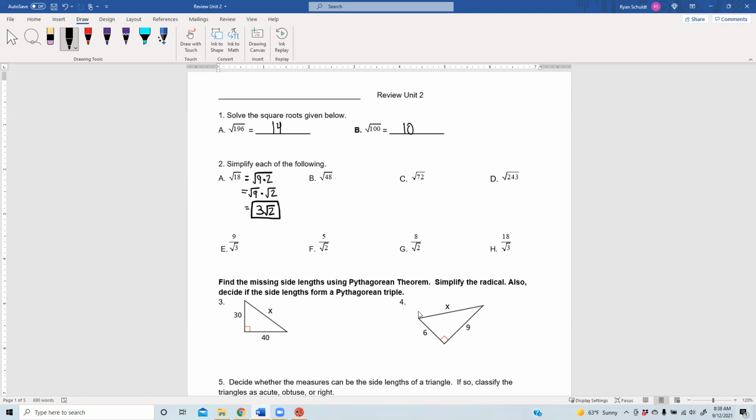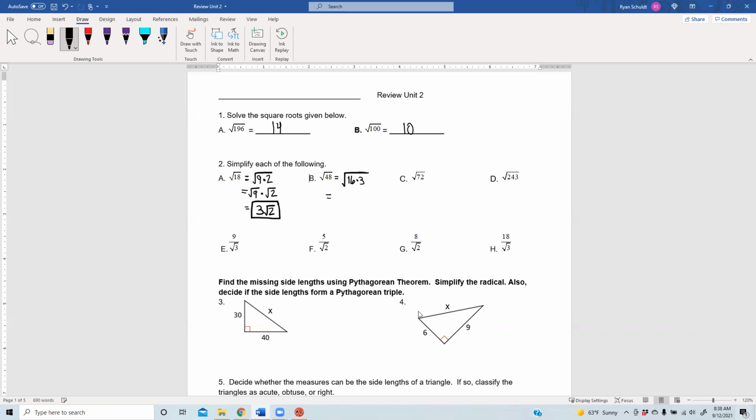B is asking about the square root of 48. Well, if I think about my perfect squares, I want the largest perfect square that goes into 48 evenly. 36 certainly doesn't. 25 won't, but 16 will. 16 goes into 48 3 times.